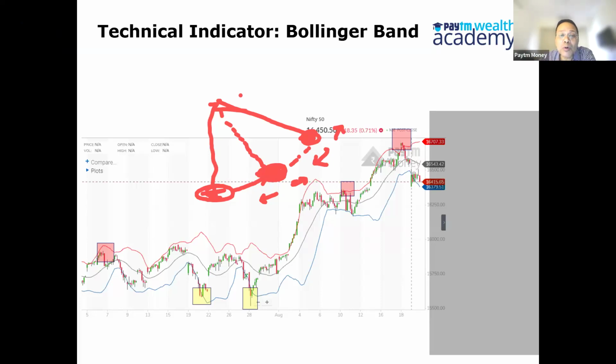Now when the pendulum goes even further here, the probability of reversal becomes even higher and probability of continuation becomes very small. Do you agree with me, guys? Can you give me a quick check? Yes or no?